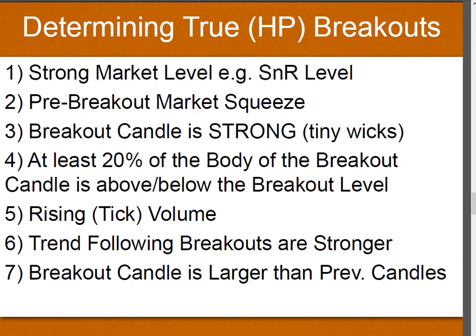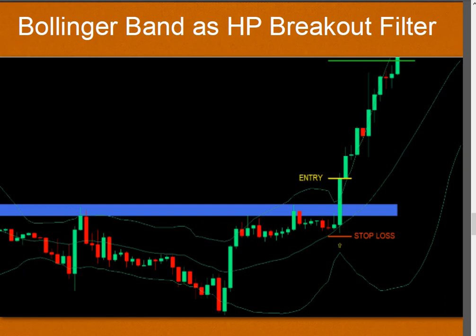Okay? So let's look at some filters you could use, some technical filters for high probability trades. Look at this chart. On this particular chart, what we have is resistance. There's a resistance zone here. We also have Bollinger Bands. Bollinger Bands indicate volatility. They can also show momentum, they can show trend, many things.